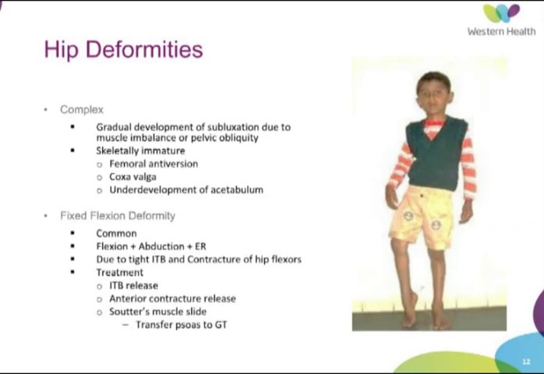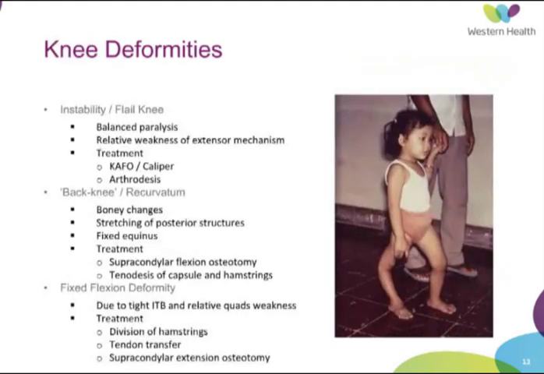In terms of knee deformities, there's a few things that can occur. There is well described instability or the flail knee, and this results, as we said earlier, from balanced paralysis and weakness of the extensor mechanism. So these are generally treated with knee, ankle, foot orthoses or calipers or arthrodeses.